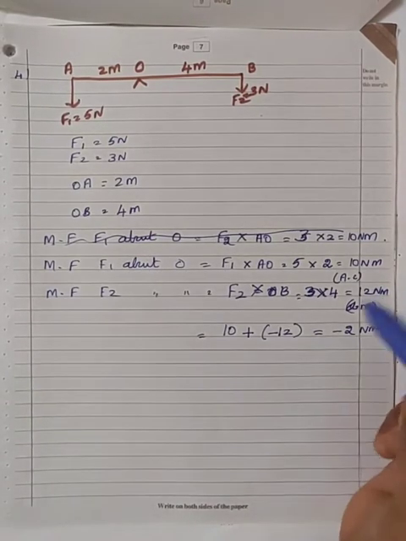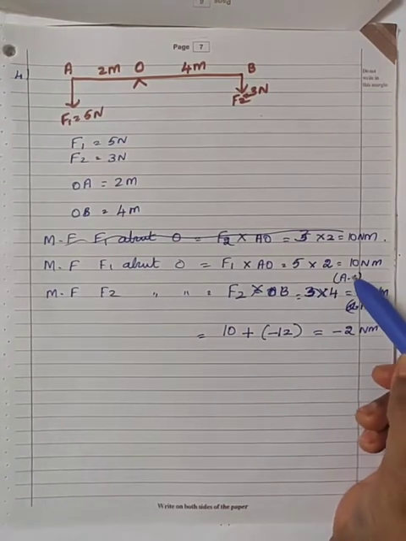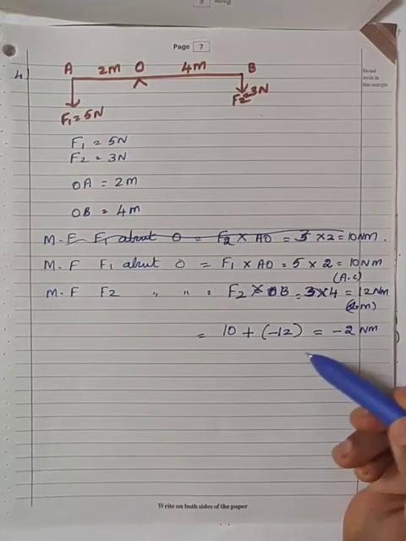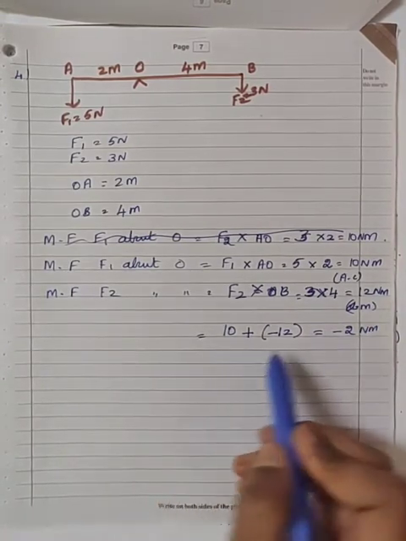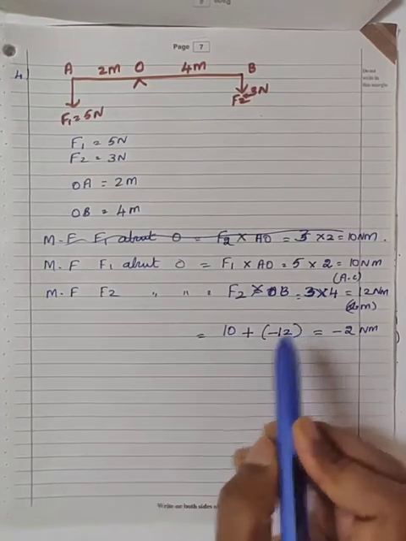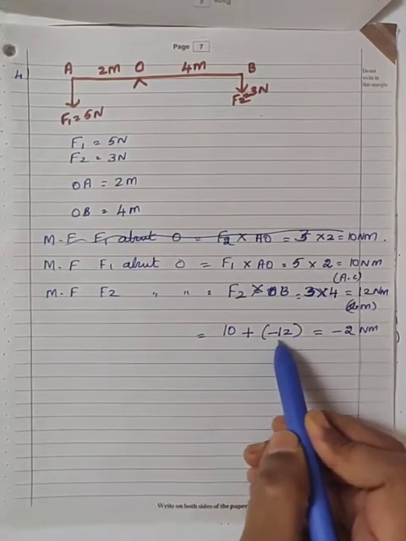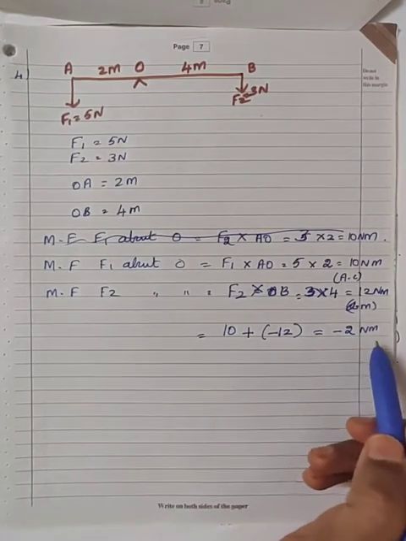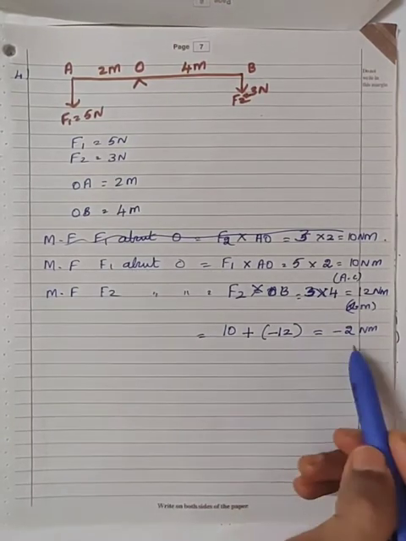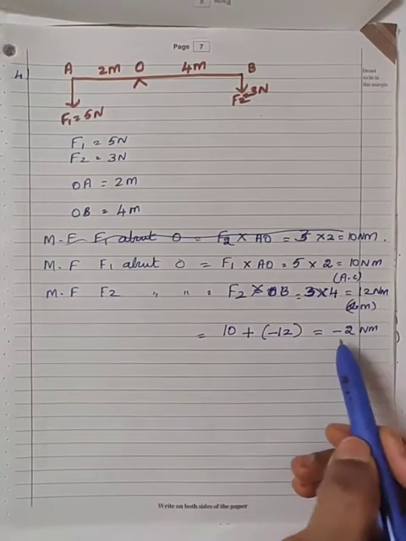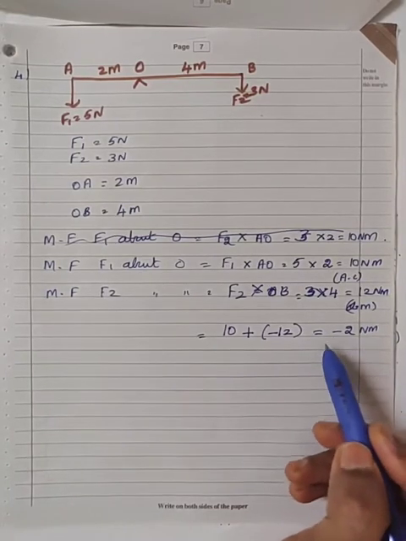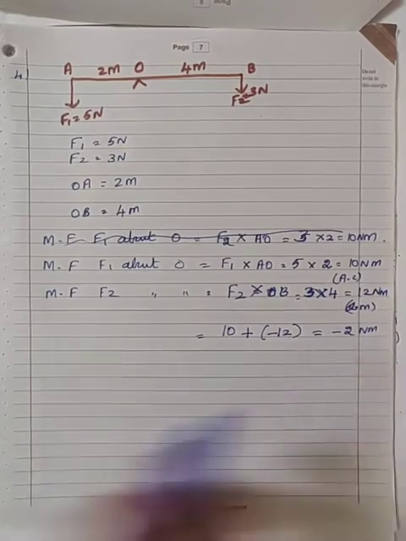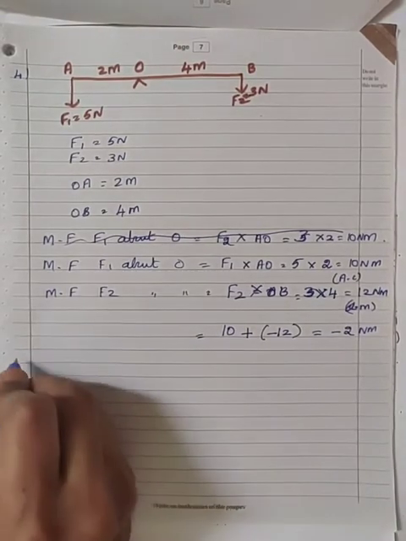Okay. Always the anti-clockwise moment is assigned with the positive sign, and the clockwise moment is assigned with the negative sign. So when you are adding them algebraically, that is along with the sign, 10 plus minus 12, because this is clockwise moment. The resultant is minus 2 Newton meter. The magnitude of the moment of force is 2 Newton meter, but the negative sign indicates that the moment of force is in the clockwise direction. Okay, come to the next problem.